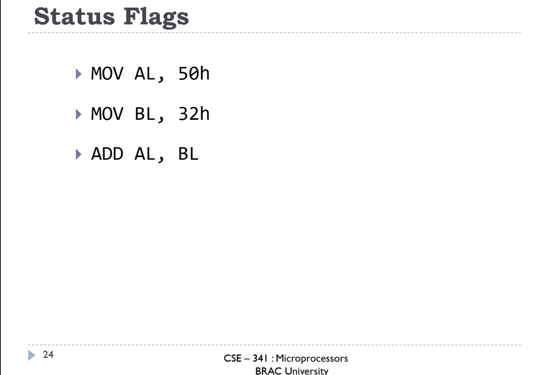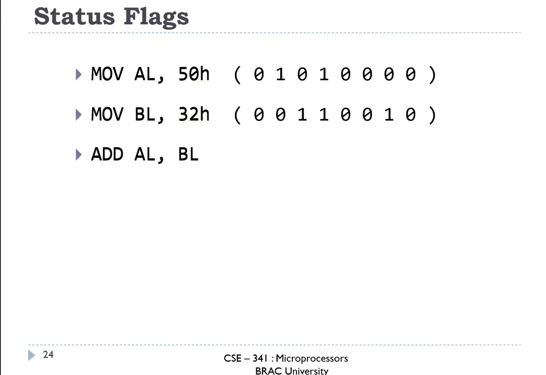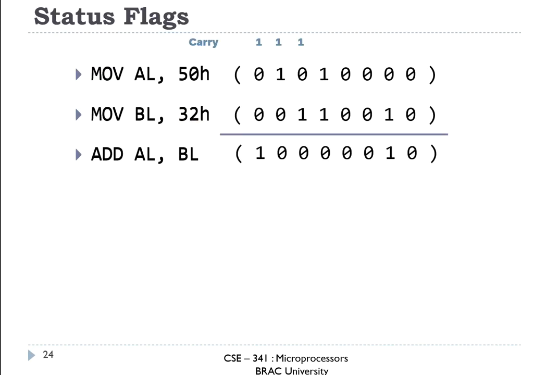Our first step would be to convert the hexadecimal numbers 50H and 32H to binary, after which we add them. The ones above here indicate the carry bits from the arithmetic addition. For example, 1 plus 1 is 0, carry 1, and henceforth. Now the answer here is equivalent to 82H, and we are going to use this answer to determine the values of our various status flags, starting with our zero flag.